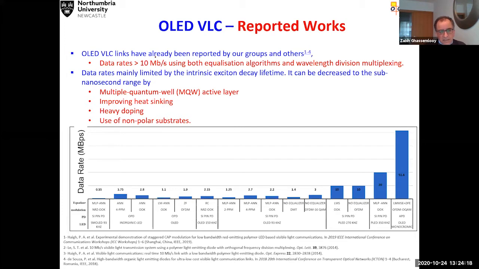However, this data rate is low compared to standard inorganic LEDs. There are reasons. The reason is mainly physics and materials. And if we can improve the physics and materials, these devices can turn on and off at a much faster rate. If that happens, this data rate, by definition, must go up. And I will show you some slides later on.